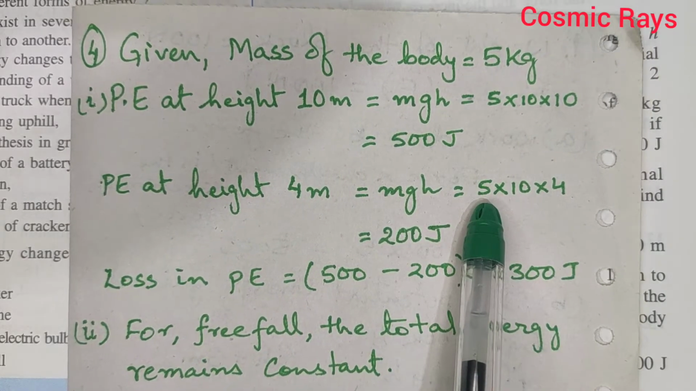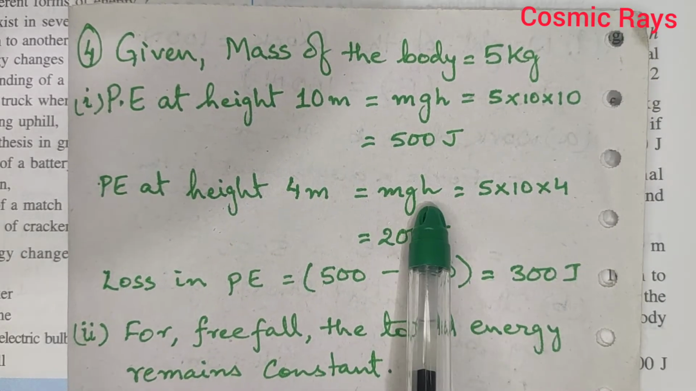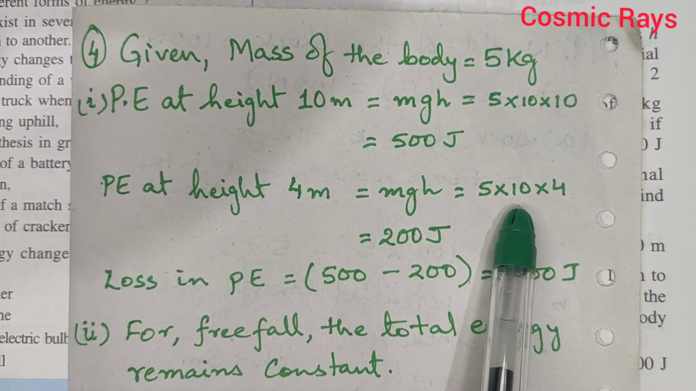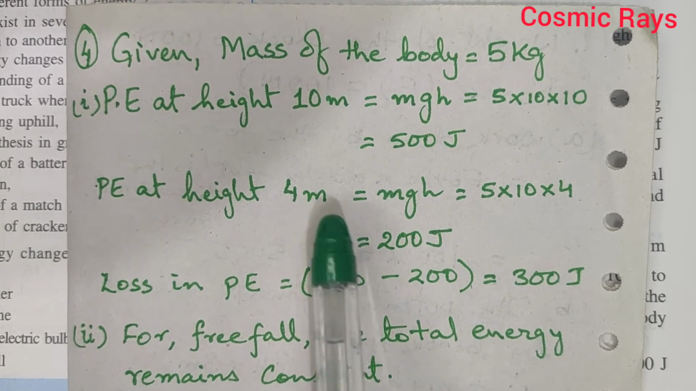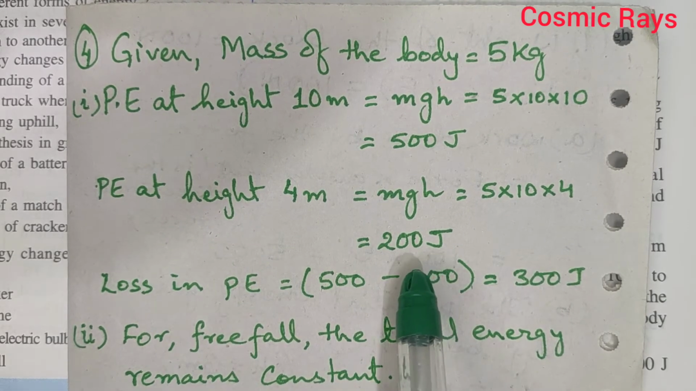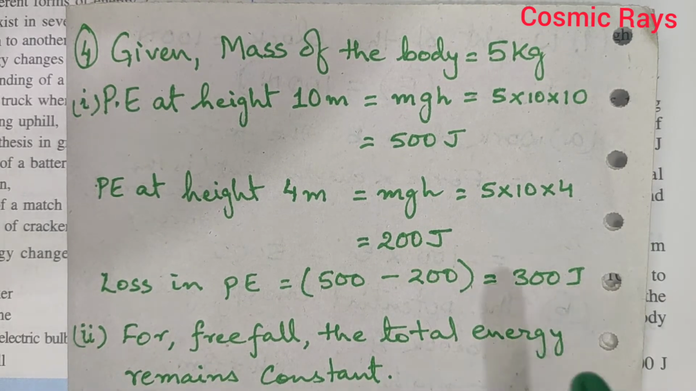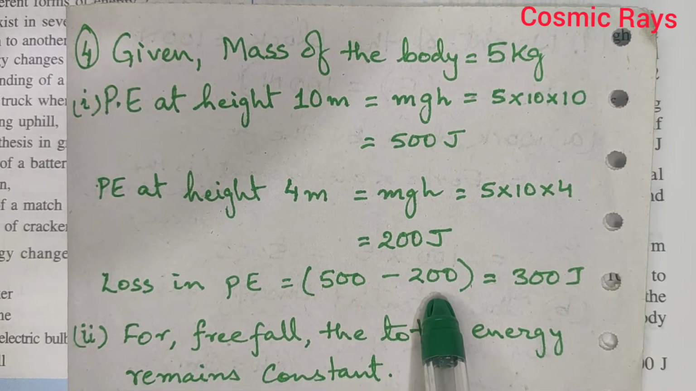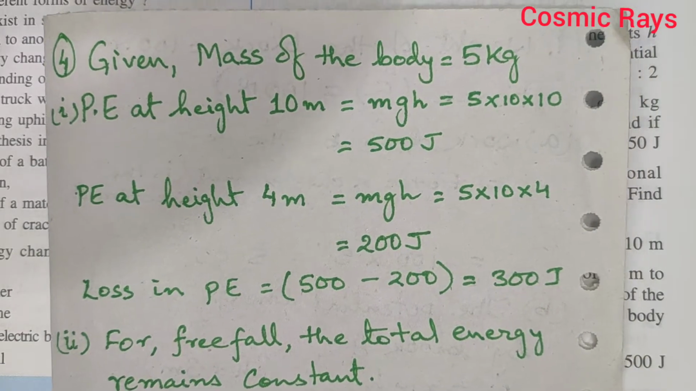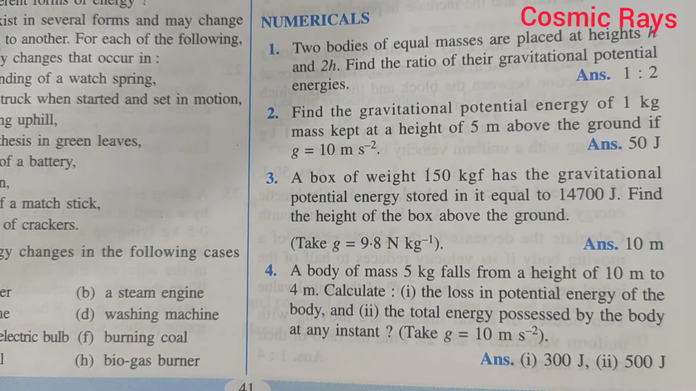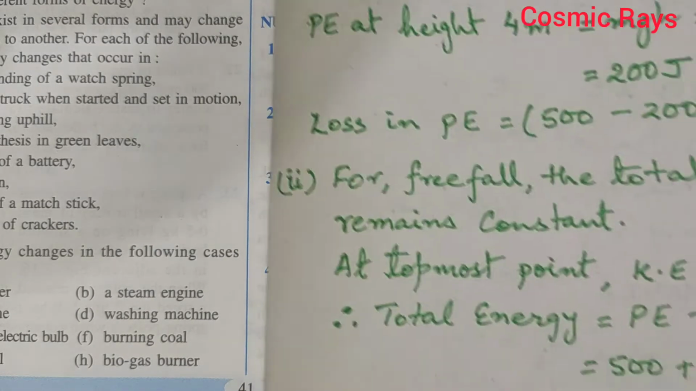So mass is 5 kg. Acceleration due to gravity is 10 meter per second square and the height is 4 meters. So this comes to 200 joules. So the loss in potential energy is equal to 500 minus 200, that is 300 joules. The second part of the question asks us to calculate the total energy possessed.